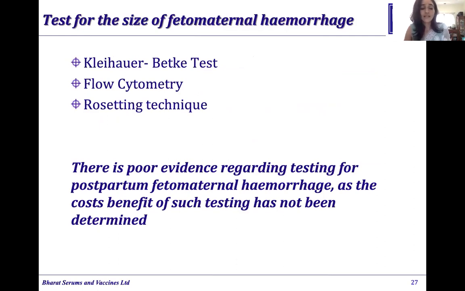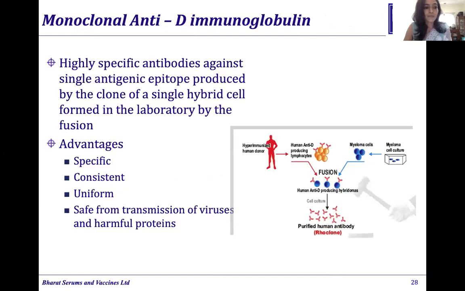All three of these are done in European countries. Flow cytometry is easily reproducible, and they do it. However, there is poor evidence regarding testing for postpartum FMH, as the cost benefit of such testing has not been determined. These are the FOGSI ICOG recommendations.